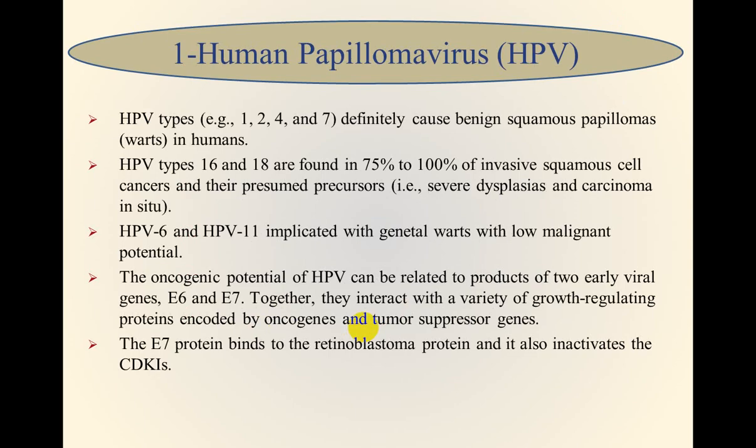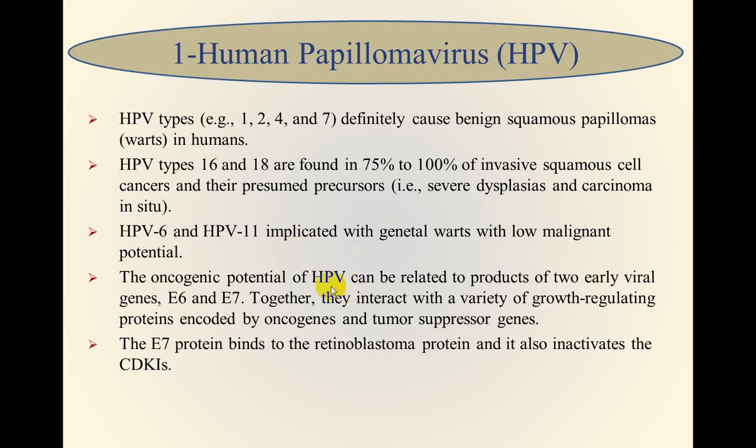The first one, the human papilloma virus. Human papilloma virus types 1, 2, 4, and 7 are of variable potentiality. Types 1, 2, 4, and 7 cause a benign squamous papilloma or wart in humans. Types 16 and 18 are found in 75 to 100% of invasive squamous cell carcinoma and their precursors like dysplasia and carcinoma in situ. Types 6 and 11 are implicated in genital warts with low malignant potential.